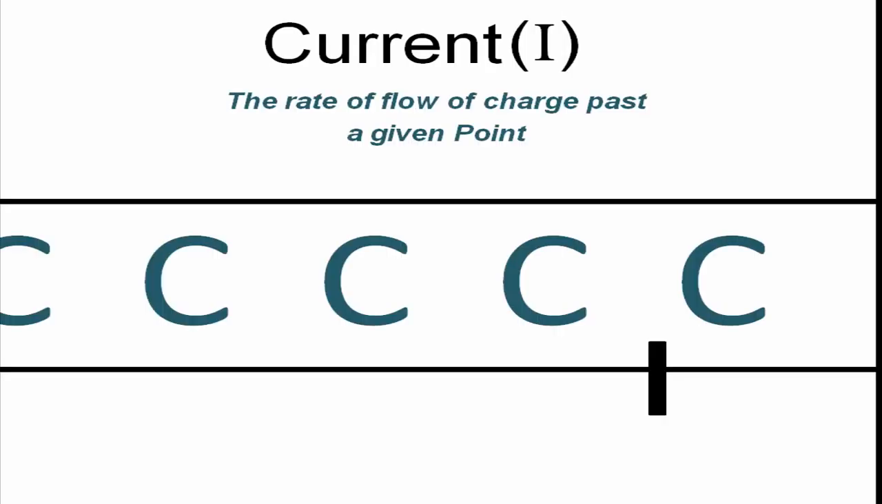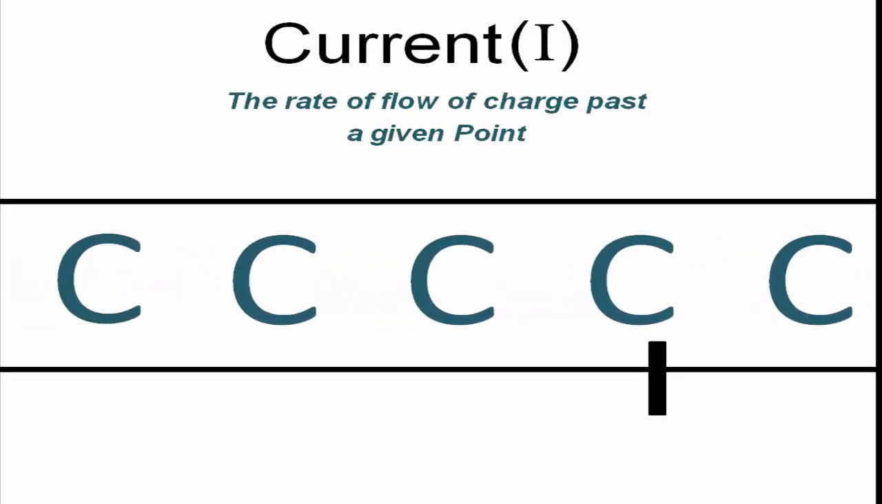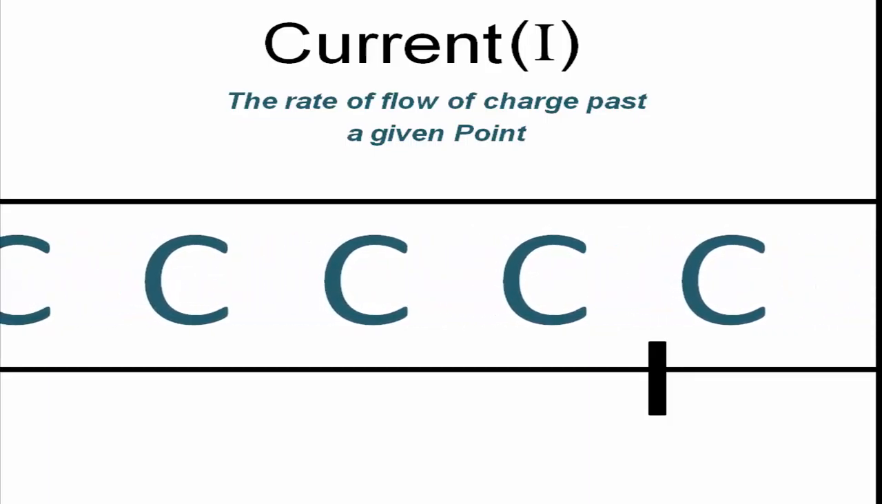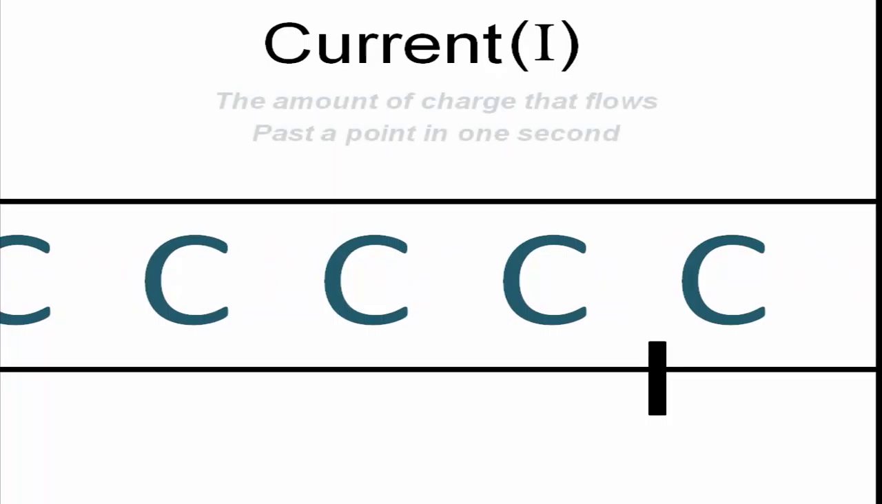Current, which is given the symbol capital I, is the rate of flow of charge past a given point. When we say rate of flow of charge, we mean how much charge will pass in a given time, say 1 second. So in other words, it's the amount of charge that flows past a point in 1 second. Remember, it's the flow of charge, the movement of charge, that makes up current. We measure this charge passing a point in a second in coulombs.